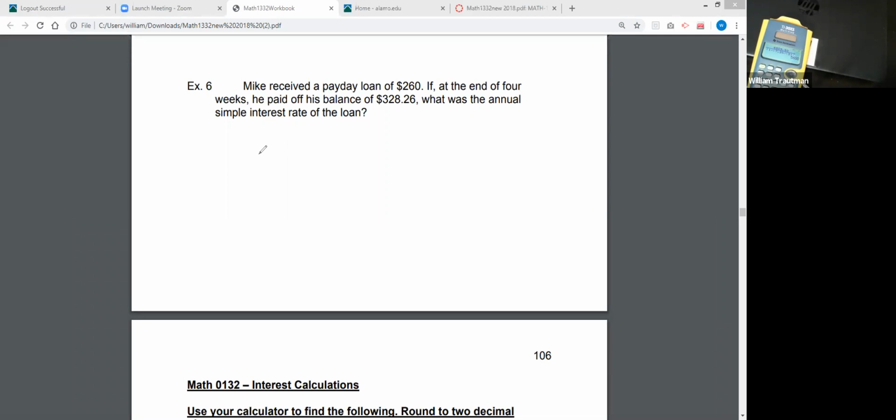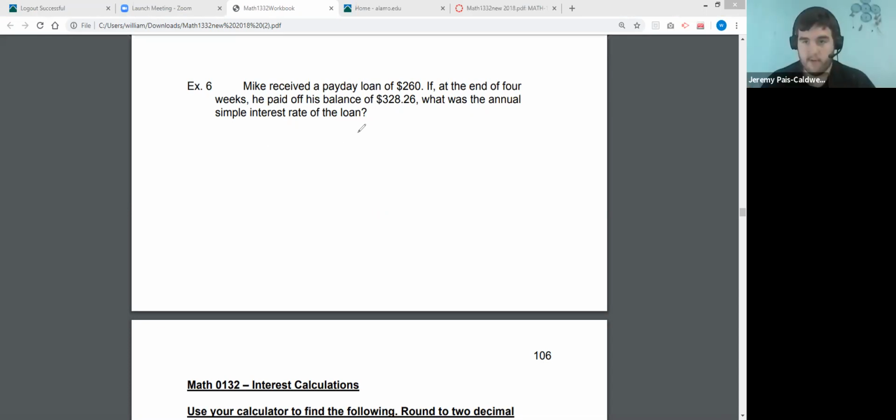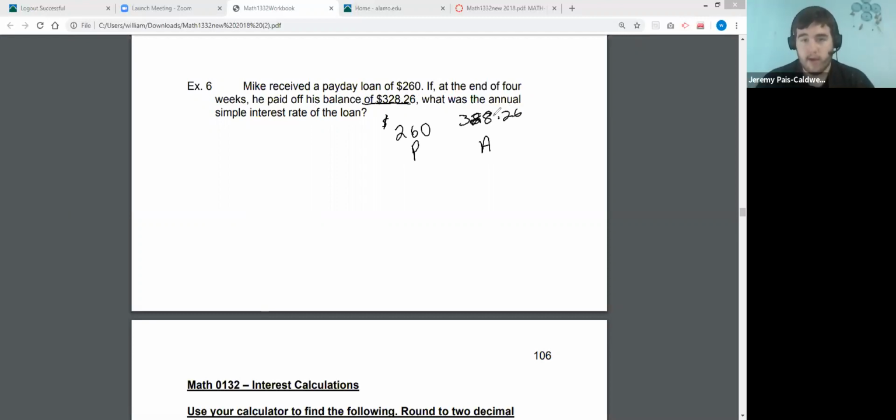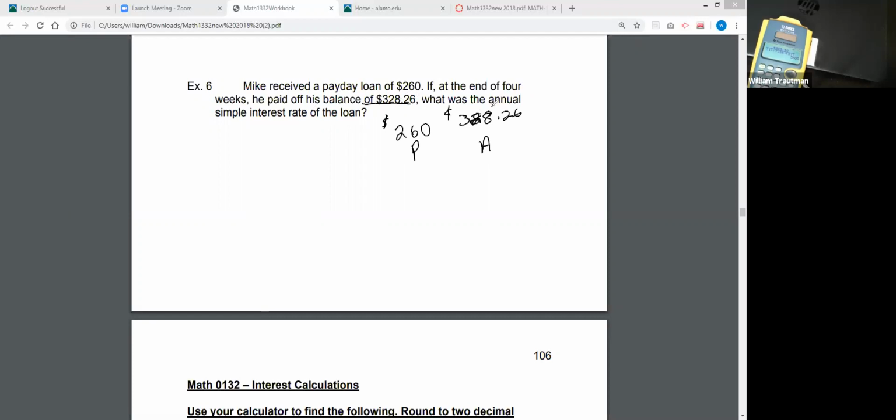Example 6: Mike received a payday loan. Don't go to payday loans, man. Those interest rates will kill you. Mike received a payday loan for $260. That's the principal, what he got the loan for. But he paid it off, the whole thing. That's the A. The final amount he ended up paying was $328 and 26 cents. That's the A. And we want to know what the interest rate was.